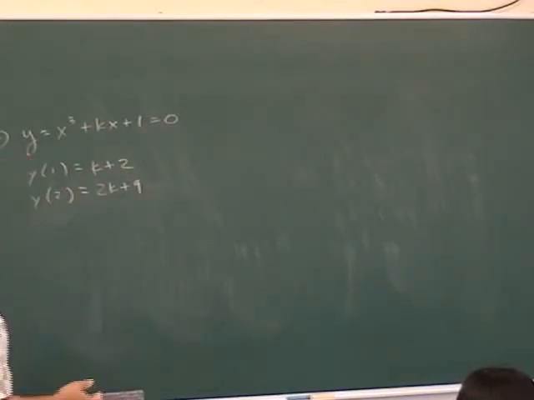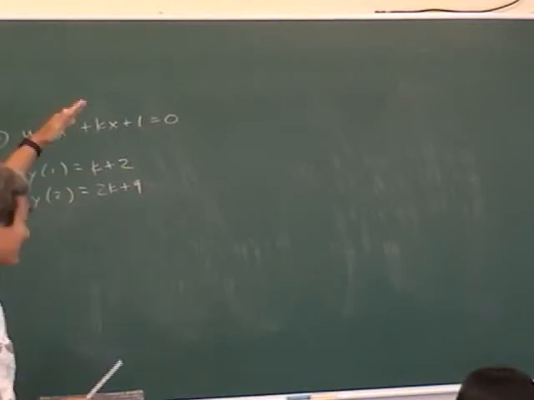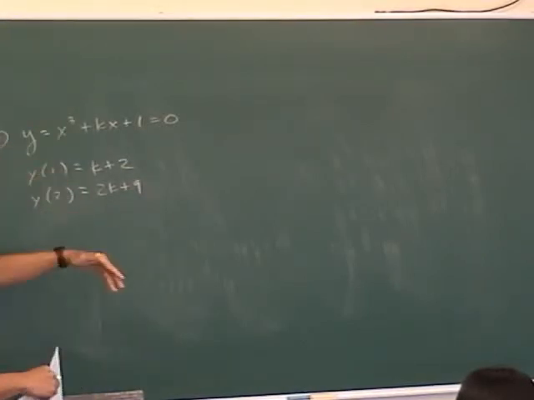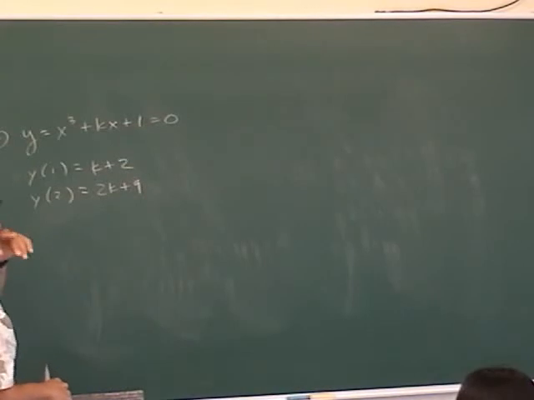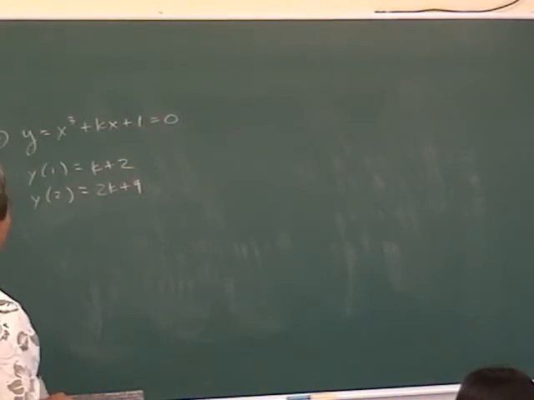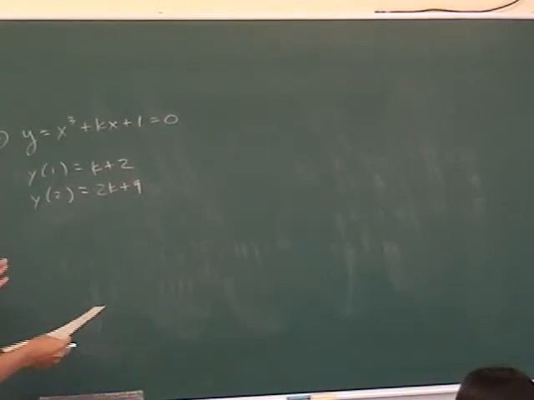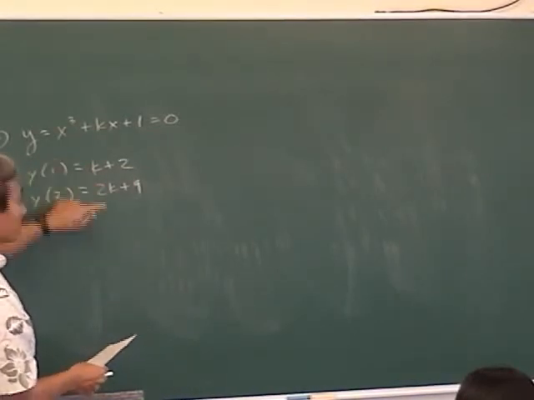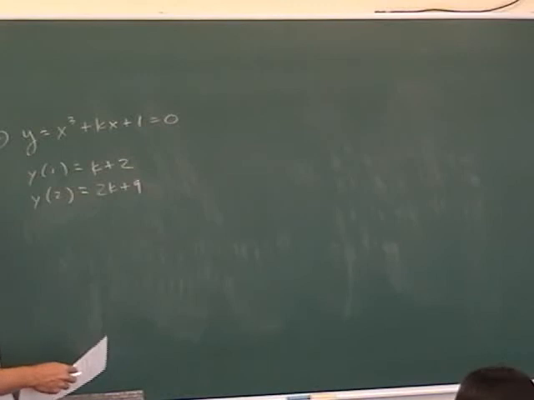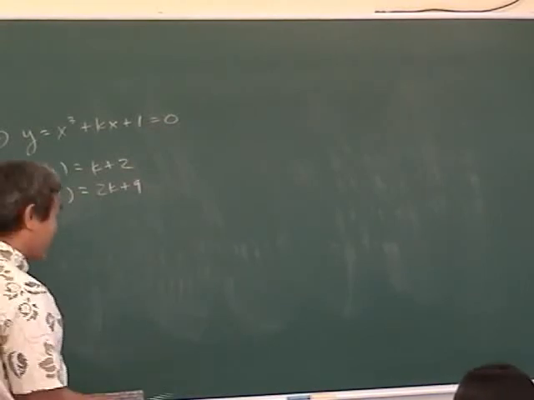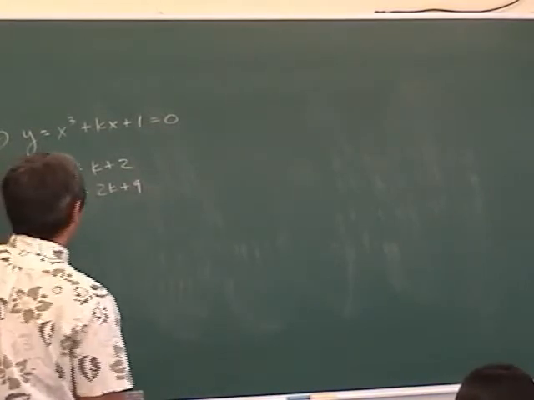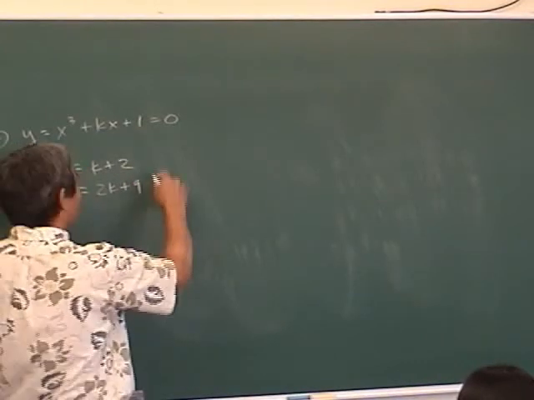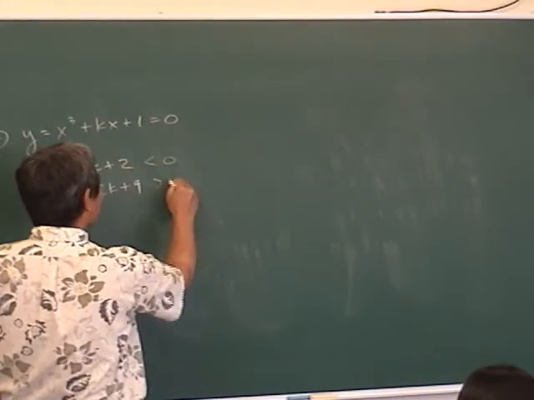Okay, so in order for it to cross the x-axis, you either got to go from negative to positive or positive to negative, right? So which one is this? How do you know this one is negative and that one's positive, or this one's positive and this one's negative? You just have to try one and see if it works. Okay, so which one do you want to try first? This one's negative and this one's positive.